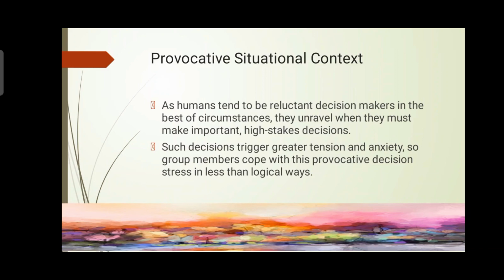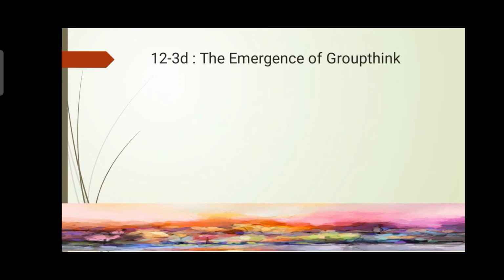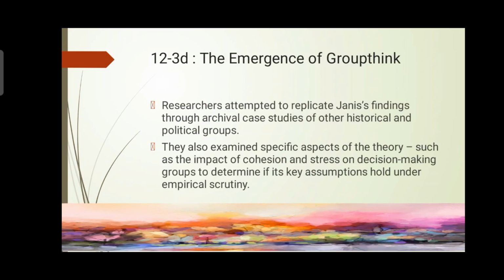Janis also suggested that any factors that work to lower members' self-esteem, such as a history of mistakes or prior lapses of morality, may further increase the possibility of groupthink. 12.3d, the emergence of groupthink.